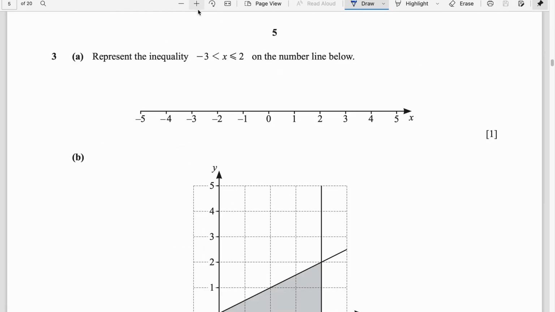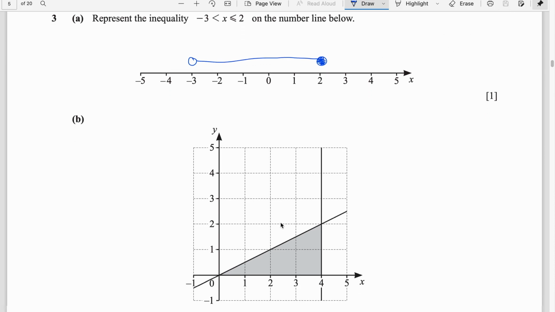Question number 3. Represent the inequality -3 is less than x is less than or equal to 2 on the number line. So this is minus 3 and it is a hollow circle because it is not included, and 2 is included. It should be a filled one, and draw this line. This is your number line.